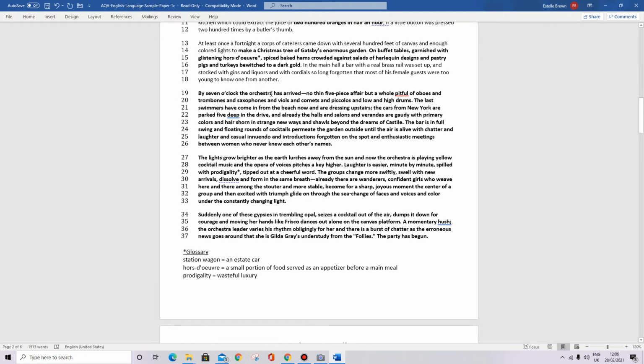By 7 o'clock, the orchestra has arrived. No thin 5-piece affair, but a whole pitful of oboes and trombones and saxophones and viols and cornets and piccolos and low and high drums.